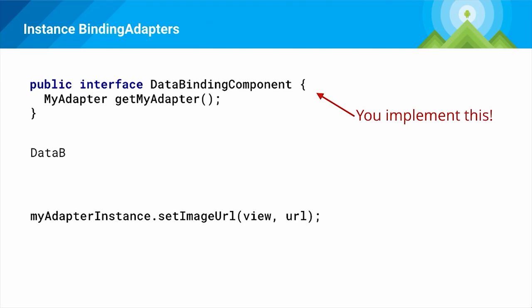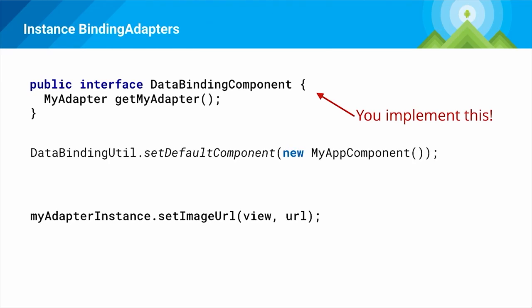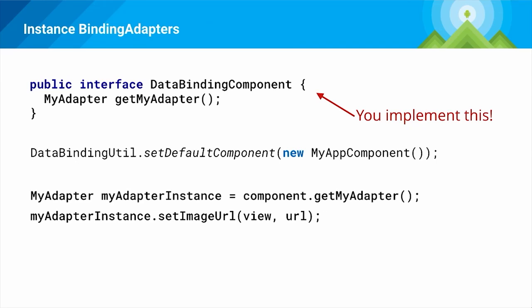Now it's your job to implement this method, to implement this class. So you implement this class, and then you call set default component on it. There are also ways to load a specific implementation for a specific binding if you want. But most of the time, you probably want just a default component that you're going to load. And then we know exactly what instance we're going to load for your binding adapter.